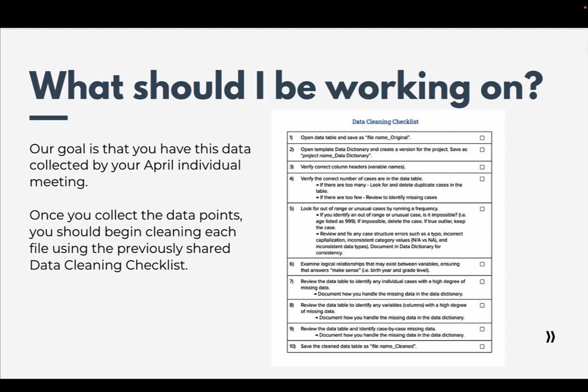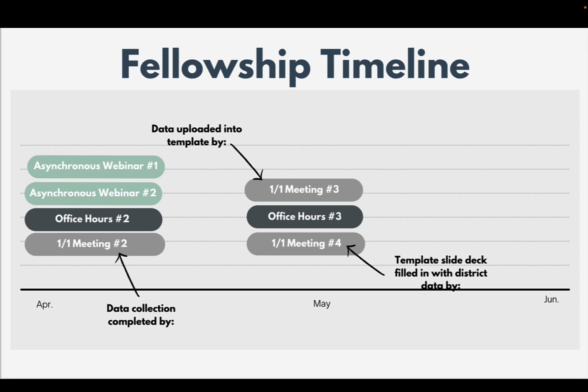Once you have collected the data, please begin cleaning each file using the previously shared data cleaning checklist. As a reminder in the overall program timeline, that's presented here, along with specific milestones. As previously stated, our goal is that you have all of the data collected by your April individual meeting. In May, we'll have 2 individual meetings. Our goal is that you will have uploaded the collected data into the data visualization template that we will share with you by the first May individual meeting. By the second May individual meeting, our goal is that you will have entered your data into the template strategic planning slide deck that we will be sharing.